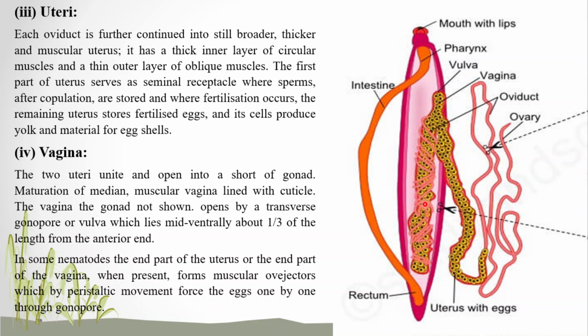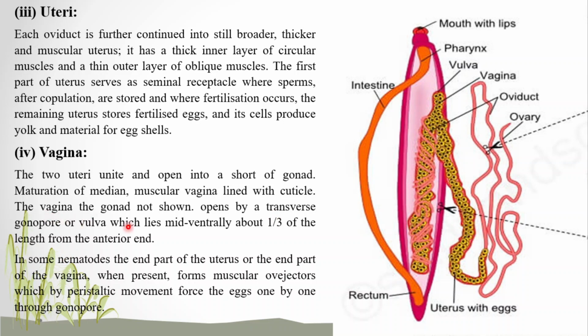Now the fourth structure of female reproduction is the vagina. The two uteri unite and open into a short tube. These two uteri open into a short tube. This is the short tube, a median muscular vagina lined with cuticle. The vagina opens by a transverse gonopore or vulva which lies mid-ventrally, on the ventral side of the female Ascaris, and is lined with cuticle.